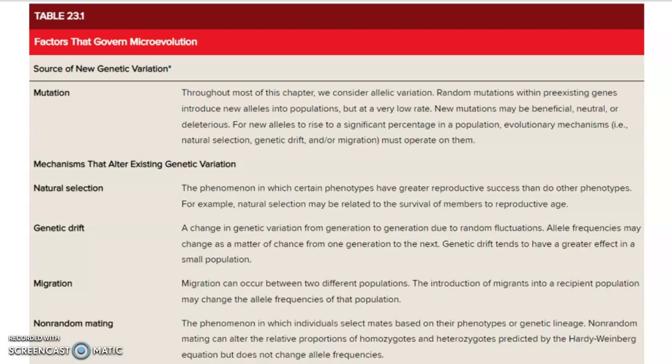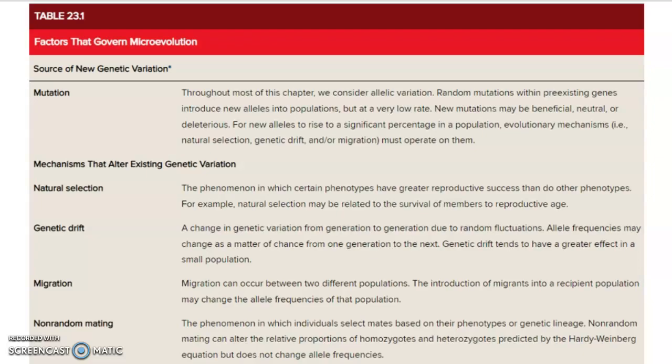So factors that contribute: one, mutations. Mutations introduce new genetic variation. And then there are also mechanisms that act on existing variations: natural selection, genetic drift, migration, and non-random mating. In this video, we're going to cover natural selection. In the next video, we'll cover the rest of them.